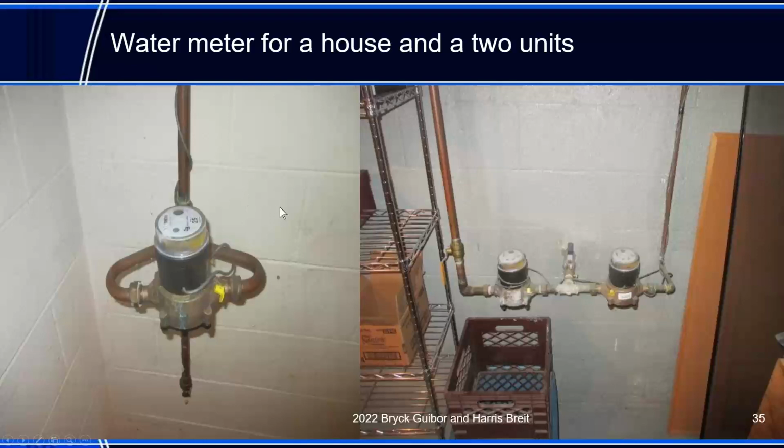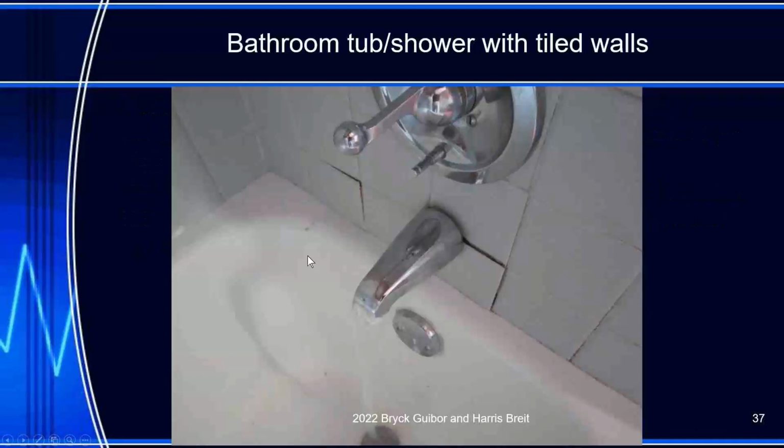Okay. Water meter loop. This is cold country, so it's not like it's here. Here are two water meters and copper piping. We'll skip that one. Okay, here we are into the bathroom area.